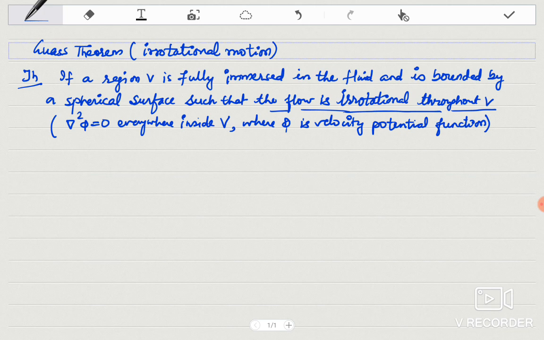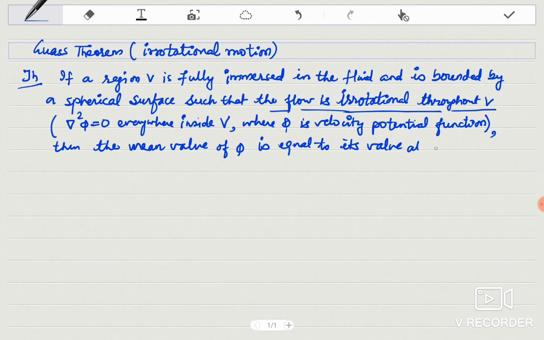Okay, then the mean value of phi is equal to its value at the center of the sphere. So this is the theorem. This is about the mean value of velocity potential.